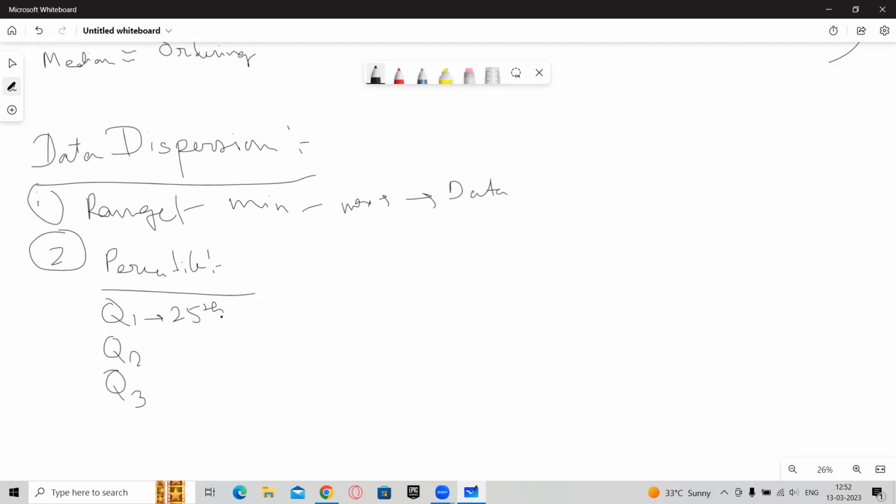Okay, so 25 percentile means 25% of your observations are found under this category, of your total percentile rank. From your entire data dispersion, 25% of your observations are found under this category. This is Q1, or the 25th percentile. Q2 is your 50th percentile, which is nothing but the 50% of your observations, or the 50th value of your observations, found in that category.